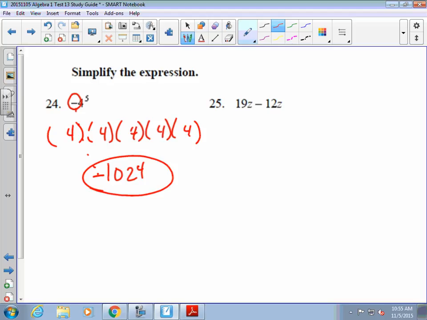19z minus 12z. They have the same variable z. So it's like having 19 z's and taking 12 z's away. 19 minus 12 is 7 z's. You still have 7 z's.